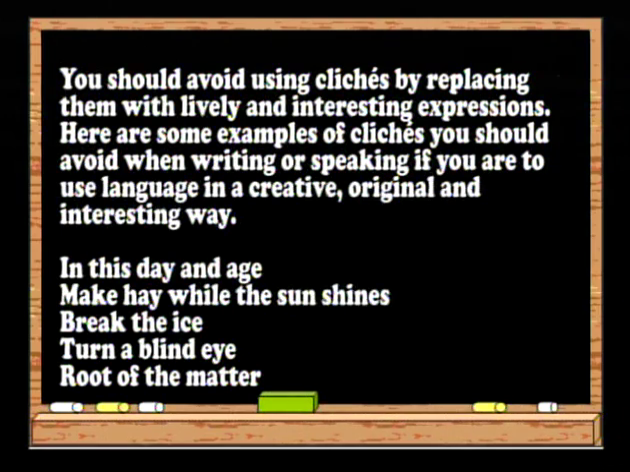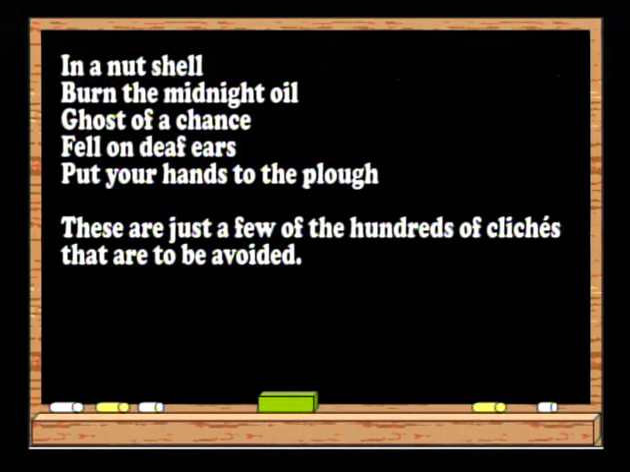In this day and age, make hay while the sun shines, break the ice, turn a blind eye, root of the matter, in a nutshell, burn the midnight oil, ghost of a chance, fell on deaf ears, put your hands to the plow. These are just a few of the hundreds of clichés that are to be avoided.